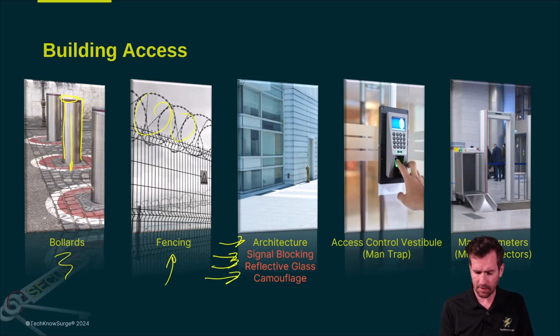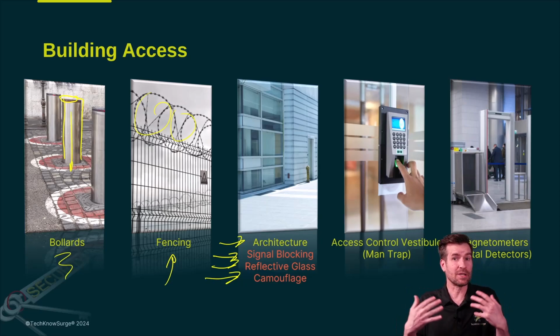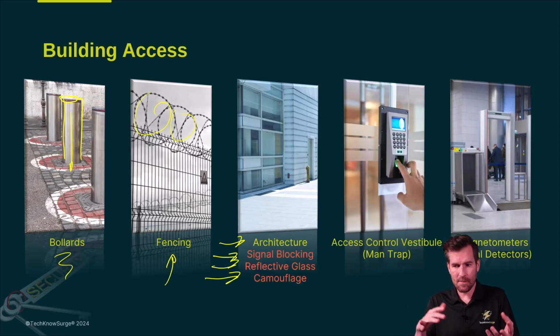There's things like camouflage that you could put in there, meaning that we could take this building, and if it's a data center, we don't necessarily want people to know that it's a data center. So we make it blend into the buildings around it.